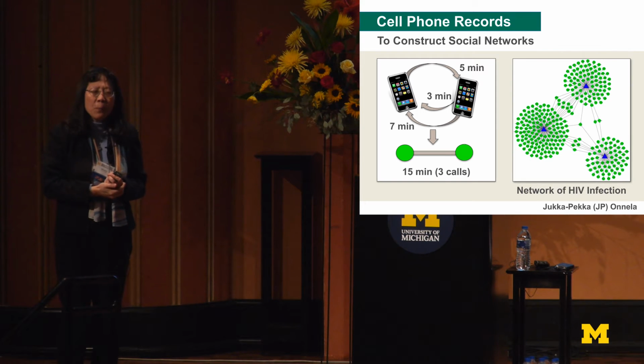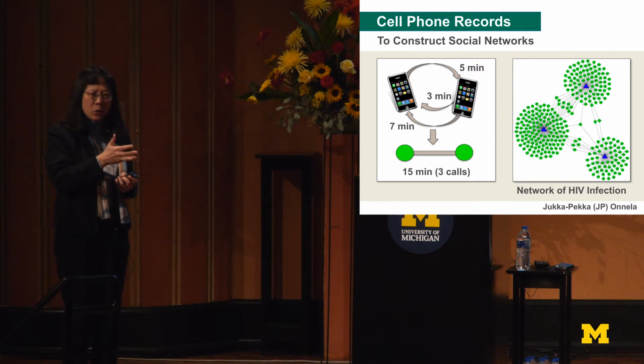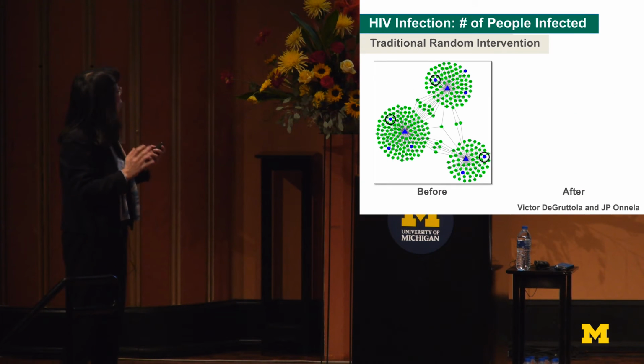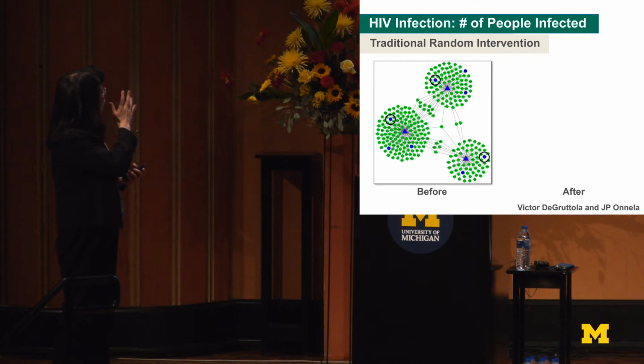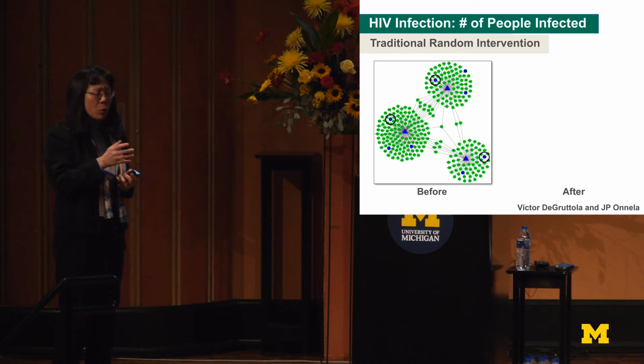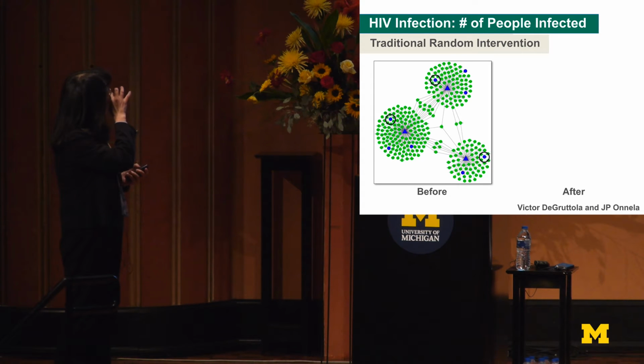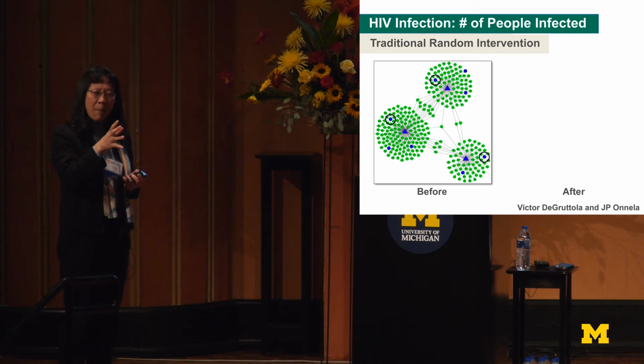Why is this useful? The reason is that if we can apply this strategy in HIV prevention, that will deliver more effective HIV prevention strategies. To show you how, think about the traditional way. For the traditional way, suppose we only sample a small number of people, with a random sample.